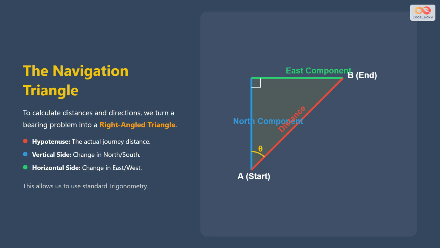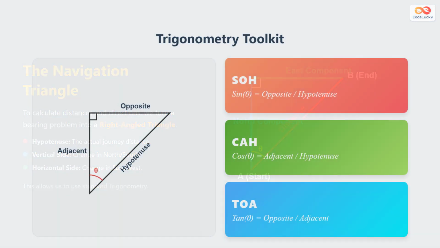Any diagonal journey can be broken down into a right-angled triangle. The path traveled is the hypotenuse, while the vertical and horizontal sides represent the north-south and east-west movement. Since we are working with right-angled triangles, we can use SOH CAH TOA. Sine, cosine, and tangent help us calculate missing distances or headings based on the information we have.